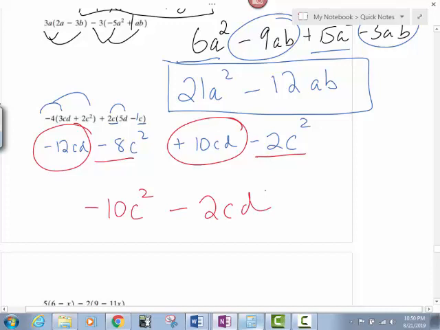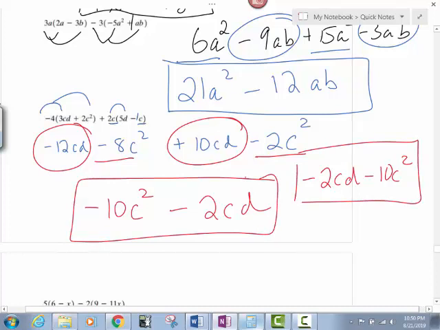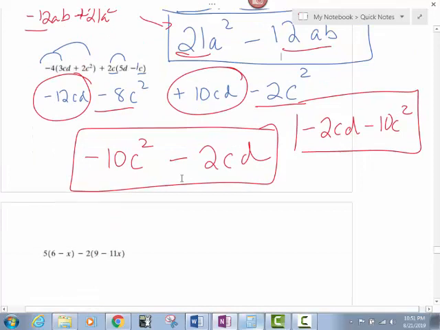Okay. The order in which you write these is not important. So if you ended up writing something like negative 2cd minus 10c squared, that's okay too. The order in which you put them is not important. What is important is that we have the right signs. So even say in this problem that we did up here, I could have written as my answer negative 12ab plus 21a squared. But that has to be a positive and that has to be a negative because that's how my signs are here. The order isn't important, but the signs are, okay? All right.